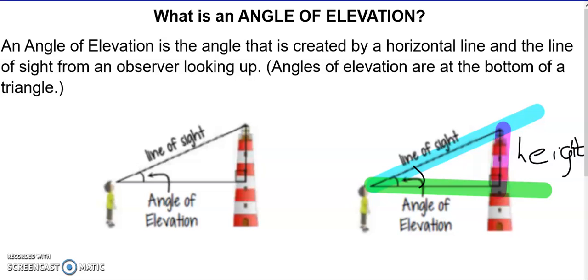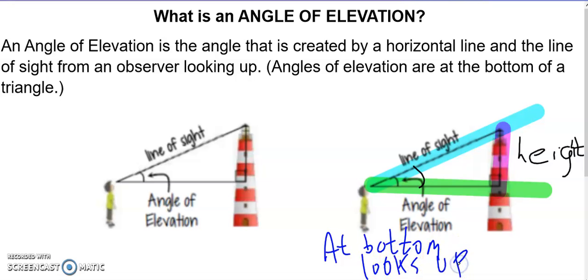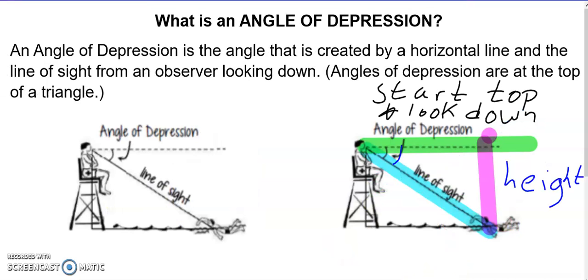So the height of that chair is not part of the triangle, but when we do our angle of elevation, the height of the lighthouse is part of my drawing. Now notice this person is at the bottom. An angle of elevation is at the bottom, and it looks up. So make sure you put that back at your angle of elevation.